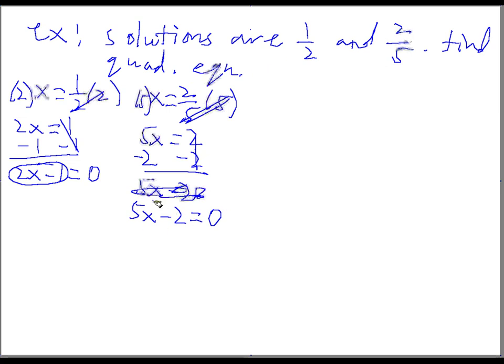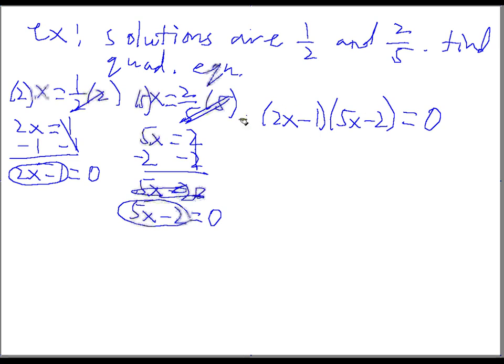So my two factors will be what? 2x minus 1 here and 5x minus 2 here for this second solution. So I just need to times them together to get the quadratic equation I need. So it's going to be 2x minus 1 times 5x minus 2 equal to what? 0 again. Okay, but I do have to times this out, so let's take our time on it.